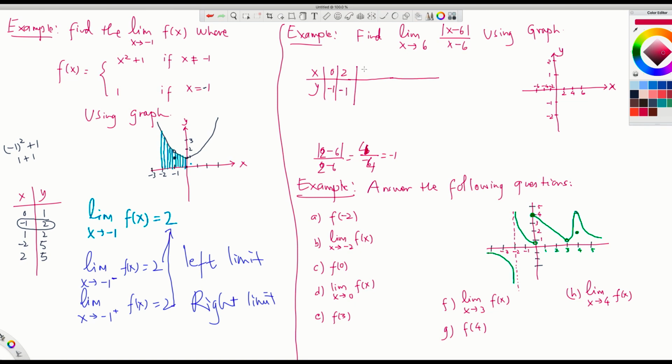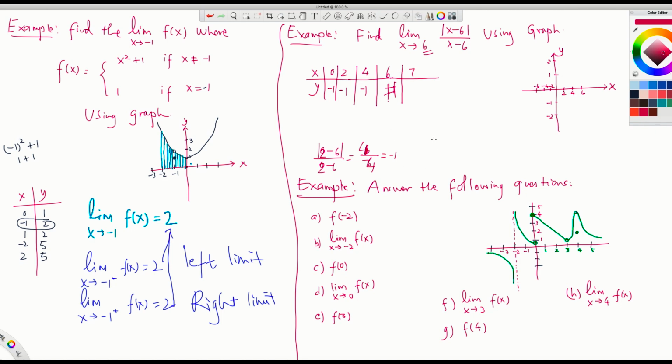If you take 4, that will be negative 1 as well. If you take 6, we don't know how much that is, because you see 6 minus 6 is 0 over 6 minus 6 is 0. So we don't worry about that, because we don't have to check at 6, since we are trying to find out the limit at 6. Okay, so let us find out at 7.